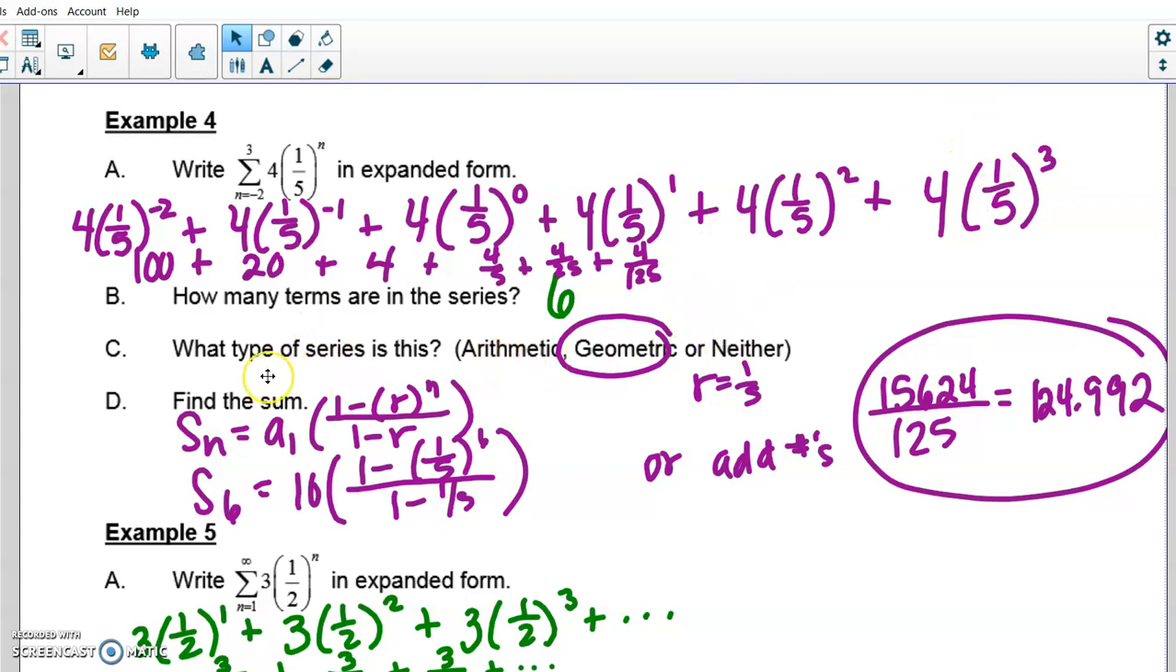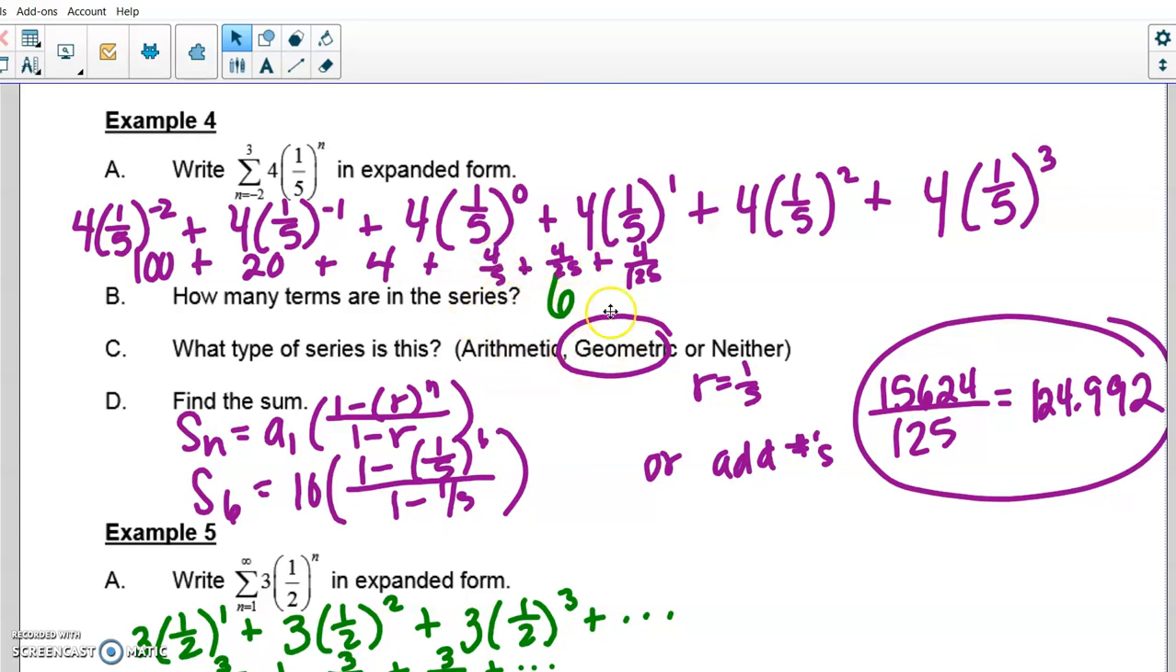Again, it is a geometric series. You should see that your common ratio is 1/5. If you did 20 divided by 100, you get 1/5, or 4 divided by 20, you get 1/5. Regardless what two terms you divide, you will see that your r is 1/5. So now we can find the sum.